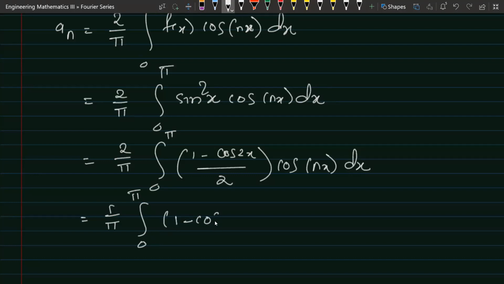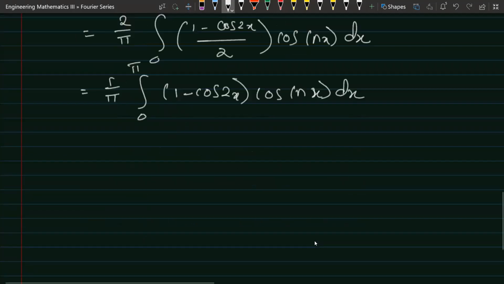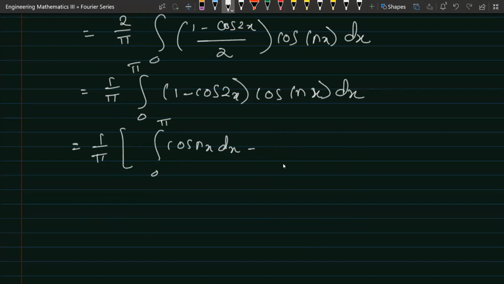1 minus cos of 2x, into cos nx dx. Observe this integral carefully, I'm solving this. If you have any doubt in this, let me know. Take the multiplication. I'm separating the two integrals. In the first integral, 0 to pi, 1 into cos nx dx, minus, in the second integral, 0 to pi, cos of 2x into cos of nx dx. Get it?